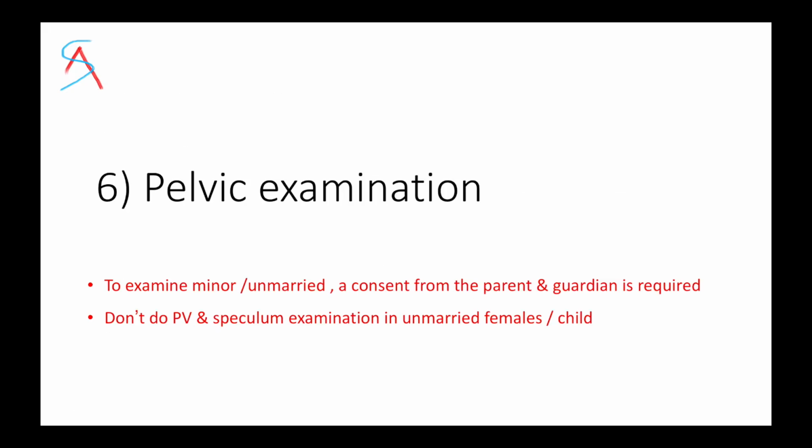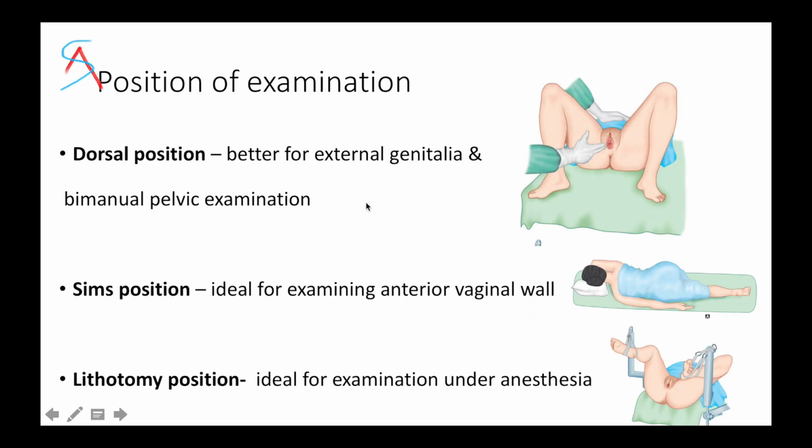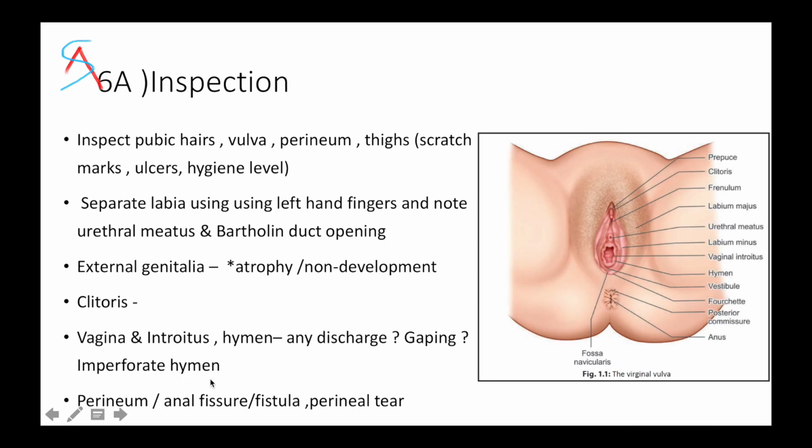Then coming to pelvic examination, make sure before examining any minor or unmarried female, you have to take consent from her parent or guardian. Do not do a pervaginal examination or any speculum examination in unmarried females. Generally, for pelvic examination, this dorsal position is preferred. For pelvic examination, again you have to start with inspection.